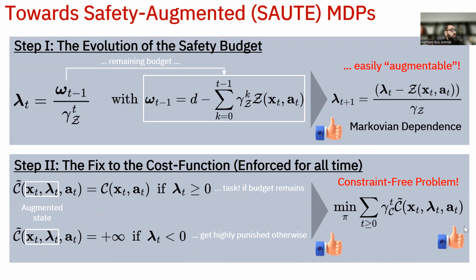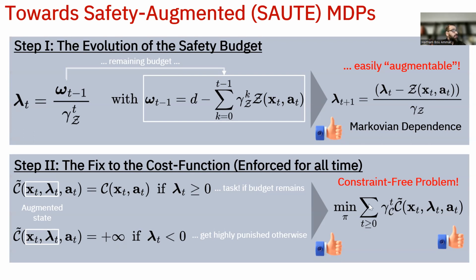And then you would solve this problem. Now, please look at this problem. It is constraint-free and Markovian, meaning that you could use any RL algorithm you like to solve it, and you will guarantee that you meet the safety constraints. We actually proved in the paper that if you solve this problem, you will get almost sure safety, meaning that if you're able to solve this problem, you are feasible with respect to your constraints.